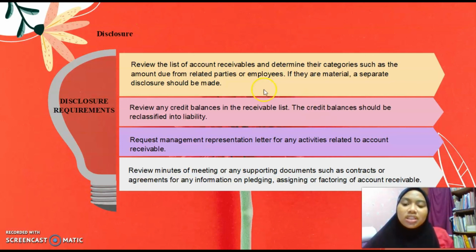The third one is to request a management representation letter for any activities related to the account receivable. Okay, the last one is to review minutes of meetings or any supporting documents such as contracts or agreements for any information on pledging, assigning or factoring of account receivable.